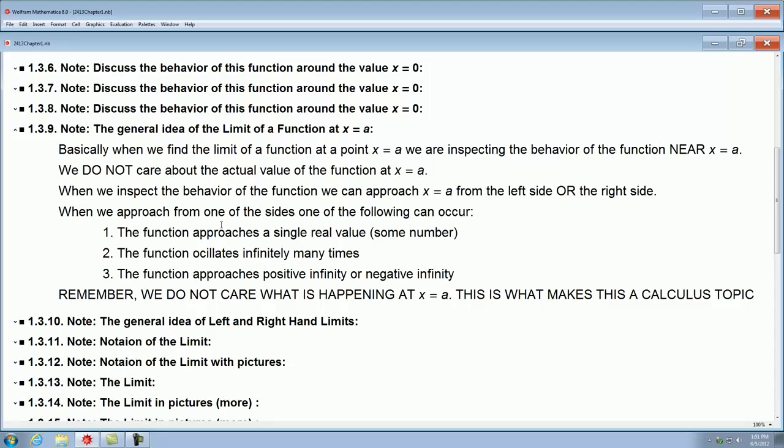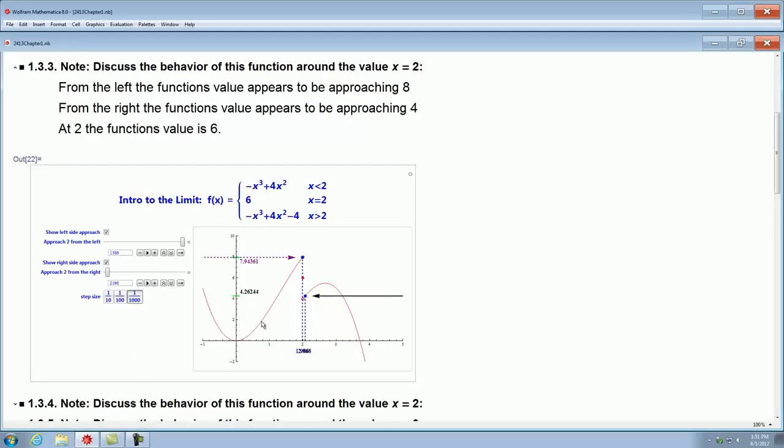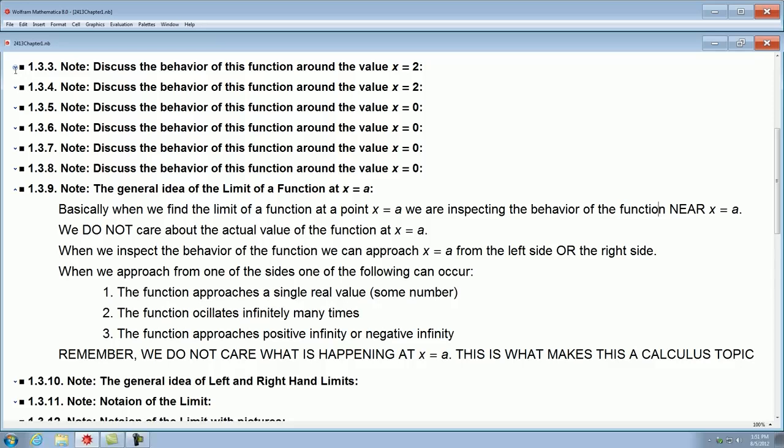When we approach from one of the sides, one of the following can occur. So when we come in from the left or right, one of these things will happen. The function will approach some value, some number. We saw that back in some of these earlier problems. Here, from the left, we approach some value, right? We're approaching 8 here. We're approaching 4 here. So we can approach a single value, or it could oscillate. We saw the oscillation a little while ago. Or we could say that the function goes to positive or negative infinity.